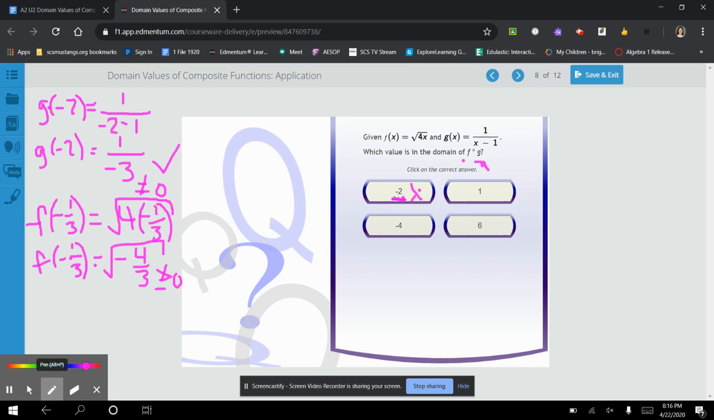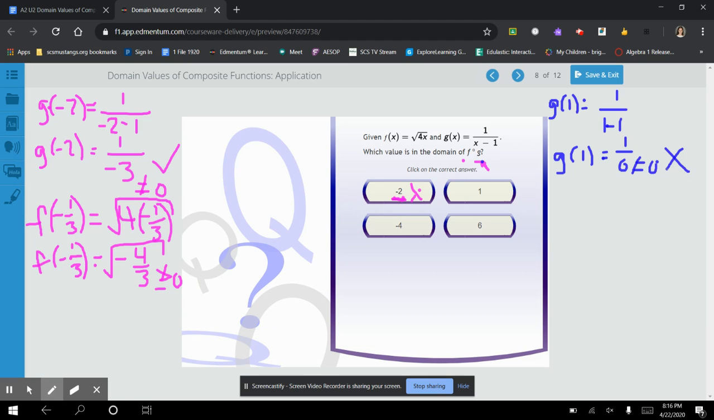All right, let's go and check out 1. Let's see if 1 will work. Again, we've got to start with g first. So I'm looking at g of 1 is going to be equal to 1 over 1 minus 1. So g of 1 is equal to 1 over 0. That denominator in a rational equation is not allowed to be equal to 0. So this one does not work, so we can stop there. Once it doesn't work, we don't have anything that we can take and substitute into f of x.